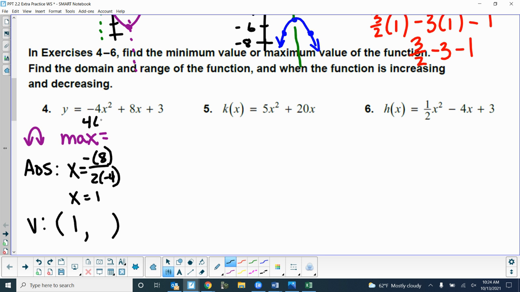I go 4 times 1 squared plus 8 times 1 plus 3. 1 squared is 1 times 4 is 4 plus 8 is 12 plus 3 is 15. So what's the max value? 15. And why do I have 7 in my homework? What did I do wrong? Oh, I made 4 positive instead of negative. All right. So -4 plus 8 is +4 plus 3 would be 7. So I forgot my negative sign. Don't make Carol's mistakes like me.